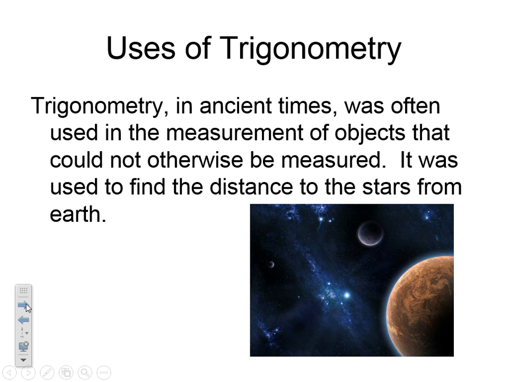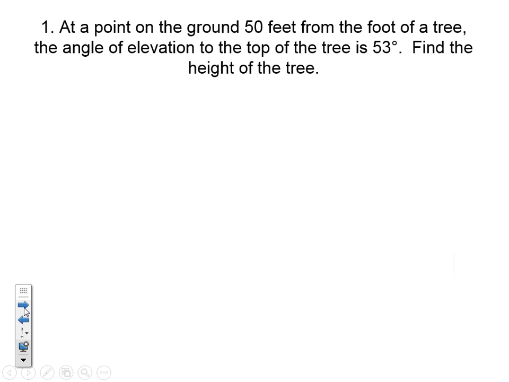Trigonometry in ancient times was often used to measure objects that could not otherwise be measured. If I wanted to find the height of a mountain, I would not actually physically climb the mountain. That sort of idea. So we can set up trigonometry ratios to help us find missing measurements if we can view the situation in terms of a right triangle. Let's take a look at a few examples that you have.